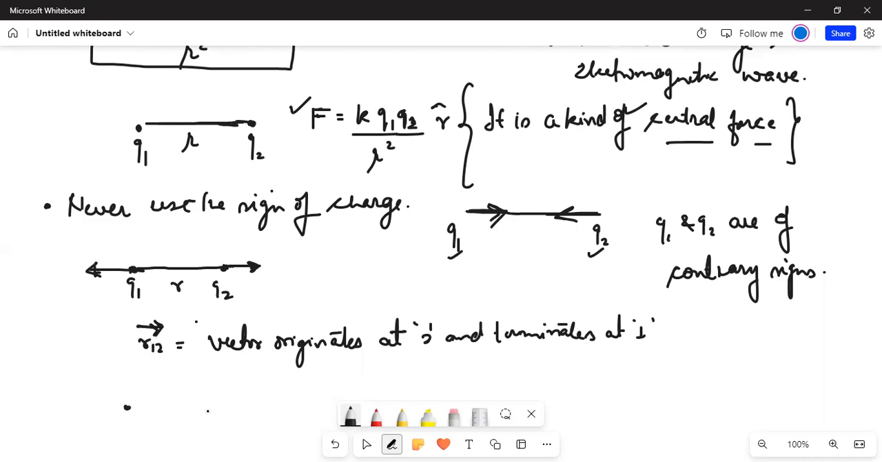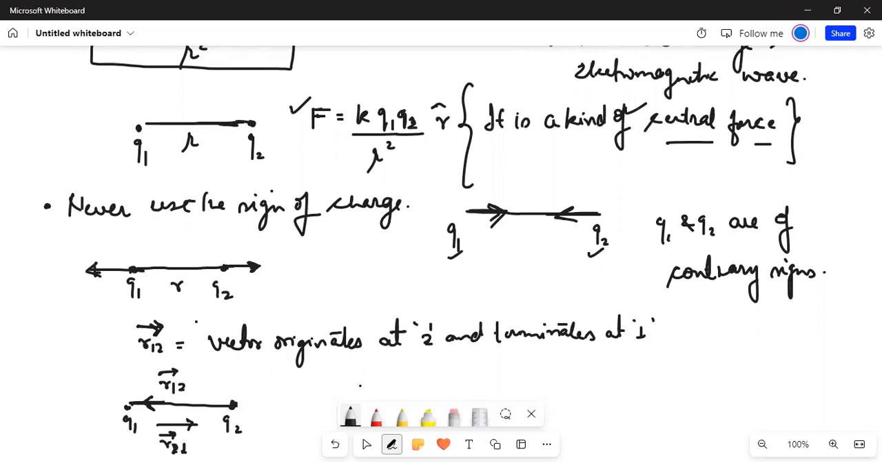So let's say these two are the charges Q1 and Q2. What would be R12? I'll just make a line here. R12 means the vector that originates at 2 and terminates at 1, so this will be the R12 vector. And if I mark this direction, this will be the R21 vector. Is that clear? I've just given the notation, so I will be following this notation from now on.